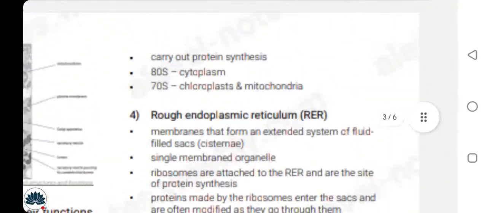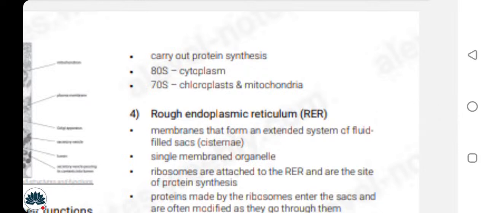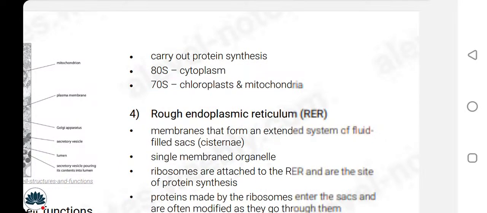Alright. They carry out protein synthesis. Ribosomes are present in the cytoplasm, and 70S ribosomes are present in chloroplasts and mitochondria. Meanwhile, in eukaryotic cells, 80S ribosomes are present, and in prokaryotic cells, 70S ribosomes are present. Okay, and just wait a minute.